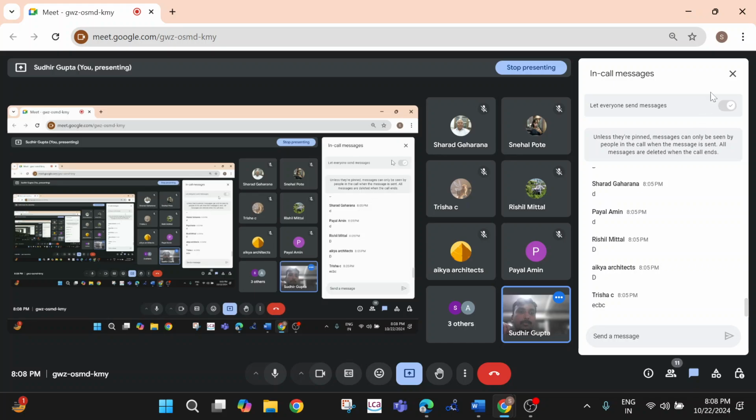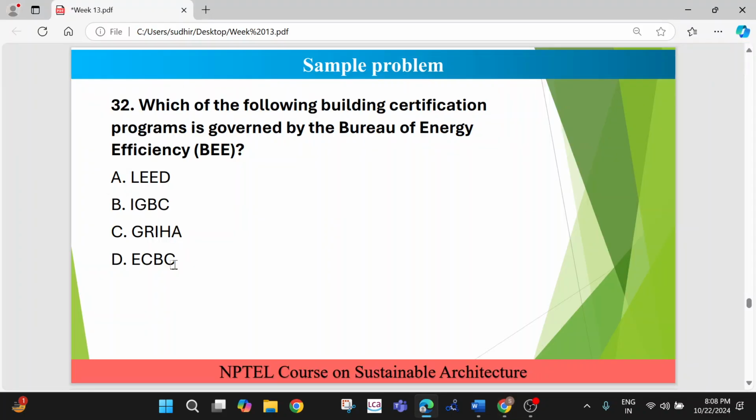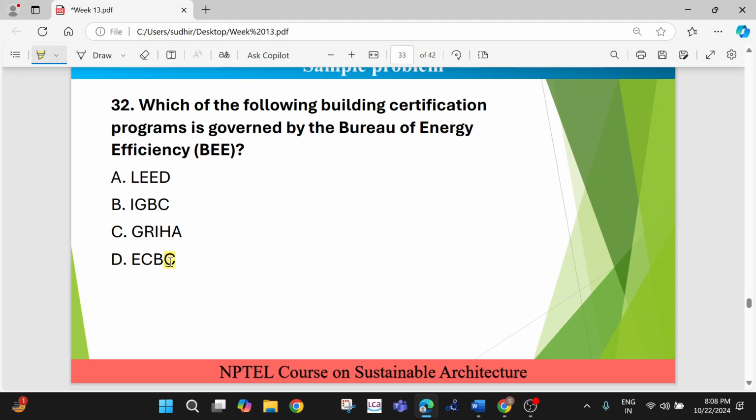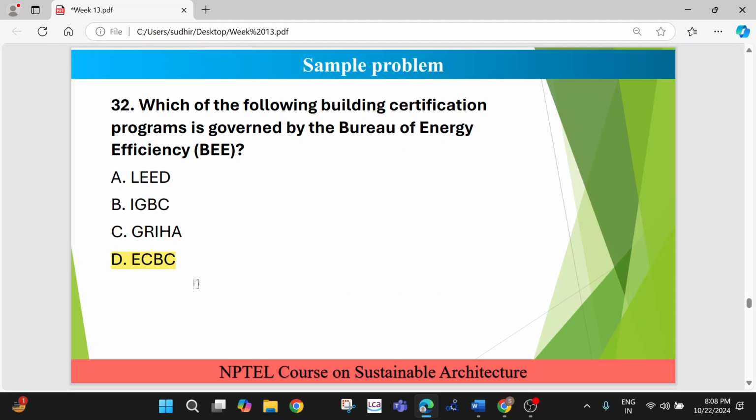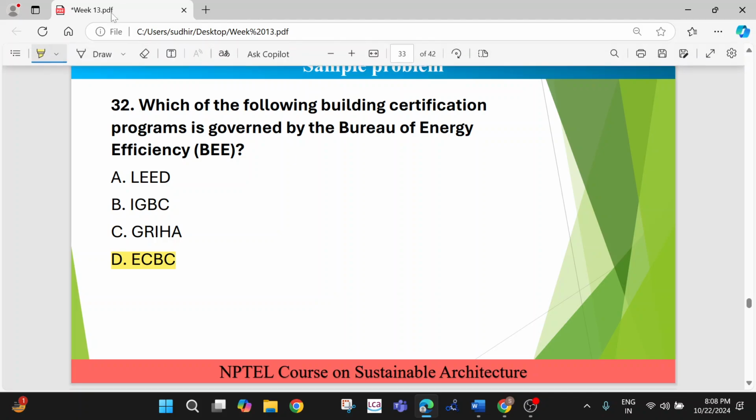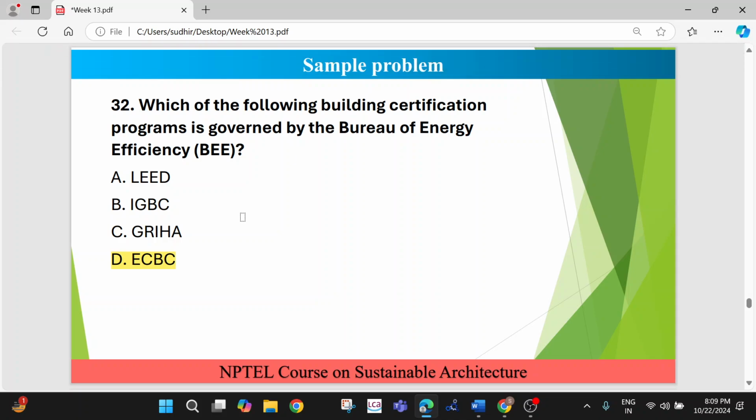Yeah, option D, ECBC is the right answer for this question. What is the full form of ECBC? Energy Conservation Building Code. Yeah, but now this is changed. What is the updated one? Now this is Energy Conservation and Sustainability Building Code. Okay, thank you for this insight.